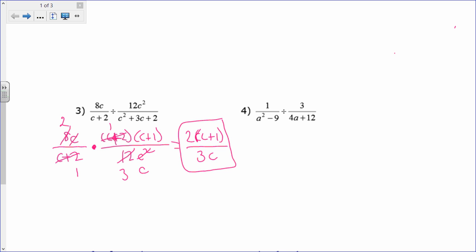For number 4, same type of problem. So I will have 1 over a plus 3, a minus 3, because that's the difference of two perfect squares, times, I'm going to flip, move my 3 down to the bottom, 4a plus 12 factors to 4 times a plus 3. So the a plus 3's cancel out, and I'm left with a 4 on the numerator and a 3, and then a minus 3.